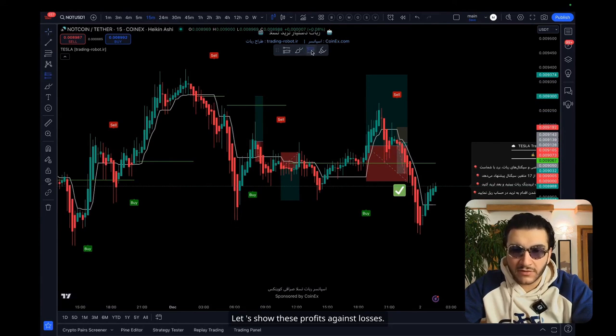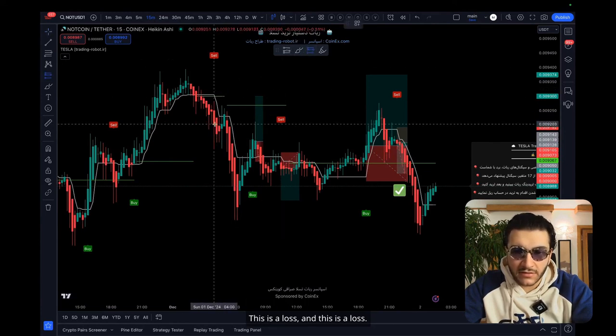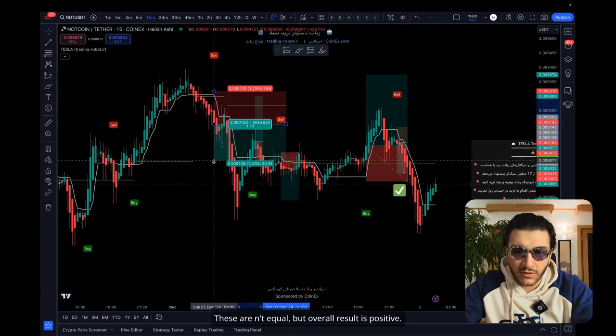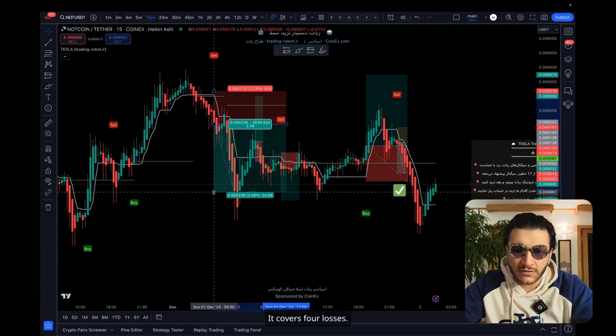Let's show these profits against losses. This is a loss, and this is a loss. Our risk to reward is 2. These aren't equal, but the overall result is positive. It covers 4 losses. Let's see what happens.